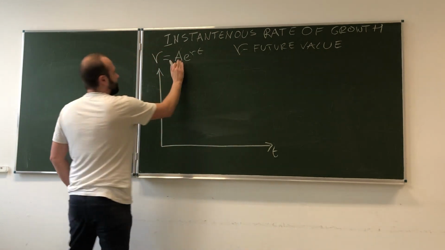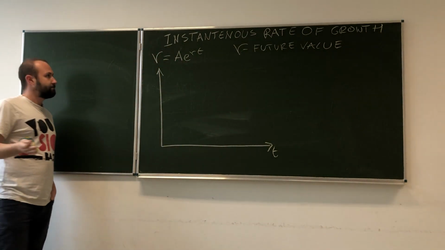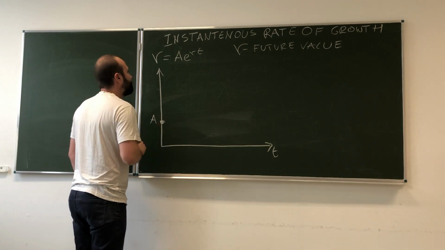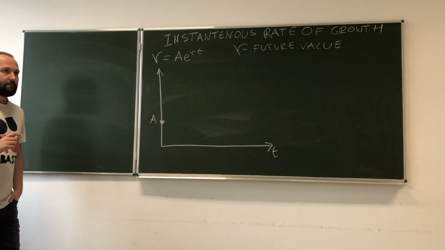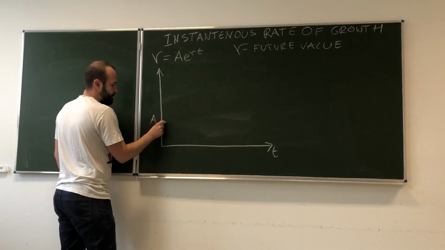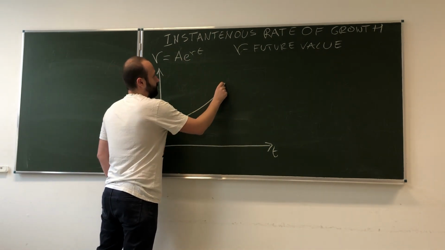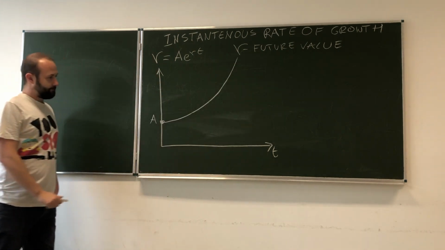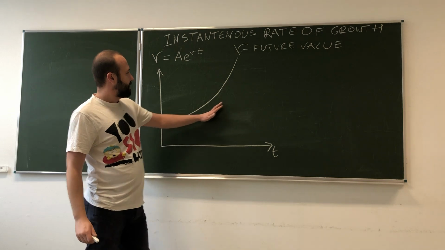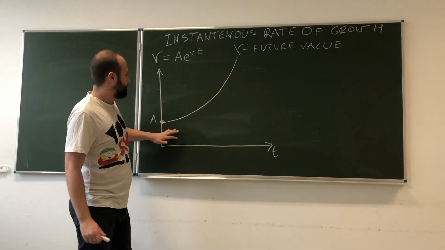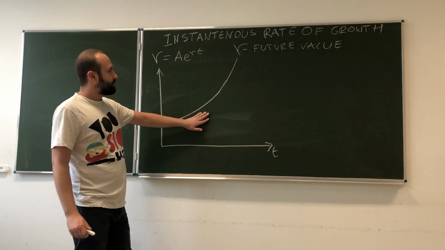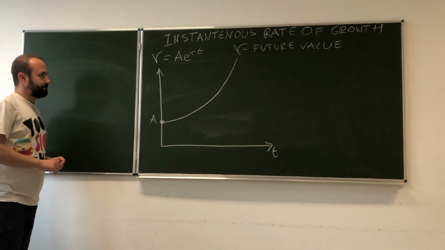At the beginning, you have some amount of money, A. You put it into a bank, and the amount of money you've got grows. And it grows, of course, exponentially. Right? We know that this function is increasing faster and faster. How can we check it? Well, we'll see in a second.